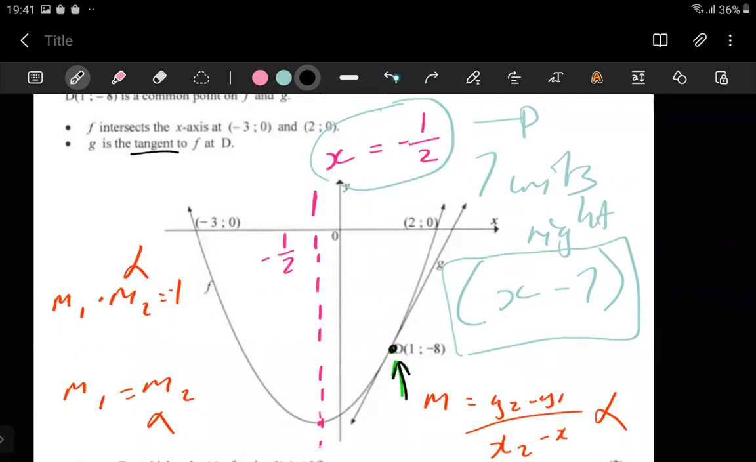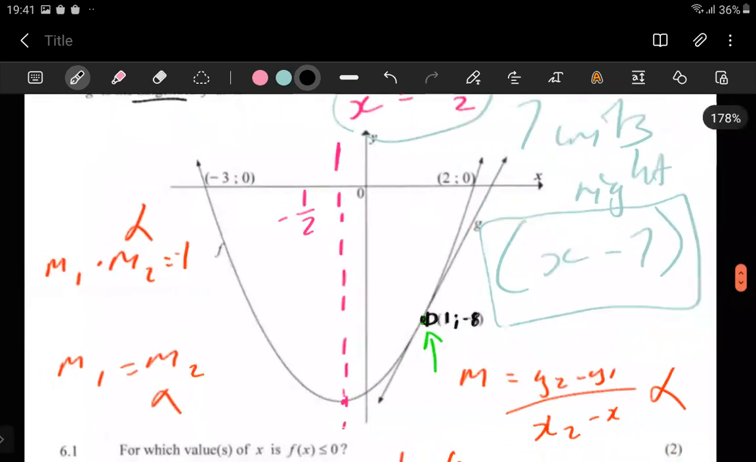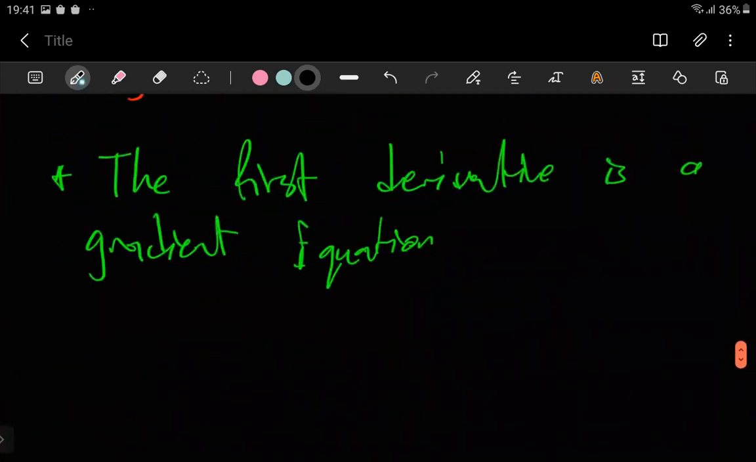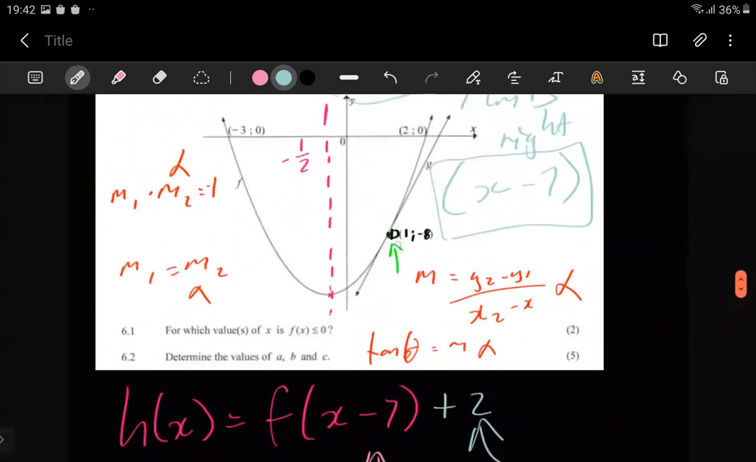parabola here is the gradient of the tangent. I'll repeat, a parabola and a tangent, or any curve with any tangent, they'll always share the exact same coordinate at a point where they meet, and then they'll also always share the exact same gradient. That's why here with D, we're able to use it for the straight line graph, and we're also able to use it for the parabola. So in our question here, the first derivative that we need to use is the first derivative of the graph of F, because the graph of F is the only graph that can help us get the gradient at this specific point.